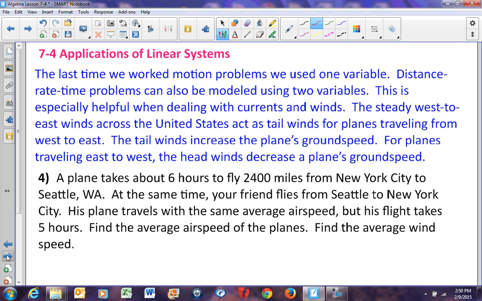All right, here's another one. Distance rate time problems can be modeled using two variables. We talked about this. This is really helpful when you're dealing with water currents, air currents, wind, things that can make you slower or faster. Remember, the steady west to east winds across the United States act as a tailwind for planes that travel from the west coast to the east coast, and it acts as a headwind the other direction. A tailwind will increase the plane's speed, therefore it should get to its destination faster. And of course, a headwind will decrease the plane's speed.